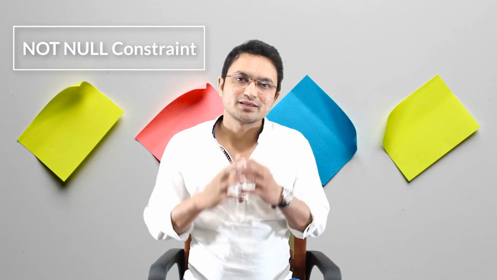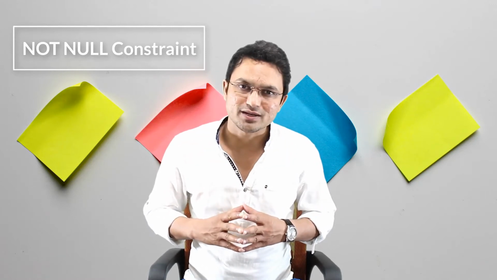So guys, in our last session, we discussed constraints and the types of constraints. Now let's start to discuss all those constraints one by one. In this session, I'm going to cover only one constraint, the not null constraint. So let's discuss what exactly the not null constraint is.